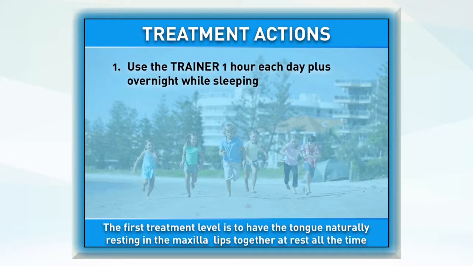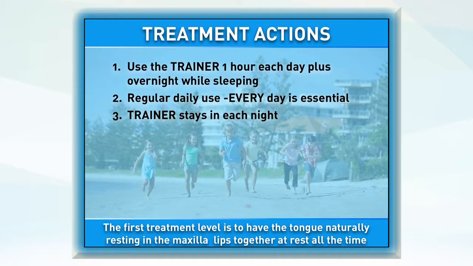Okay, what are the actions? What does a child have to do? This is really important to explain. You have to wear the trainer at least once a day, plus overnight while sleeping. If it's the MyoBrace system, we say 1 to 2 hours. Regular use every day is essential. If we don't use it every day, it's not going to work. We want the trainer and MyoBrace to stay in at night. That's our first goal. We have to do everything to achieve that.